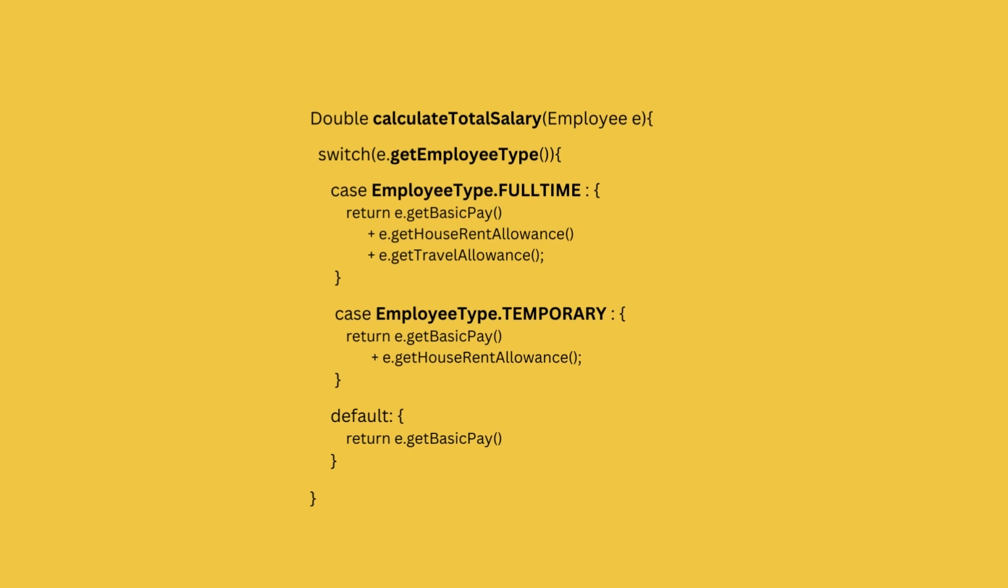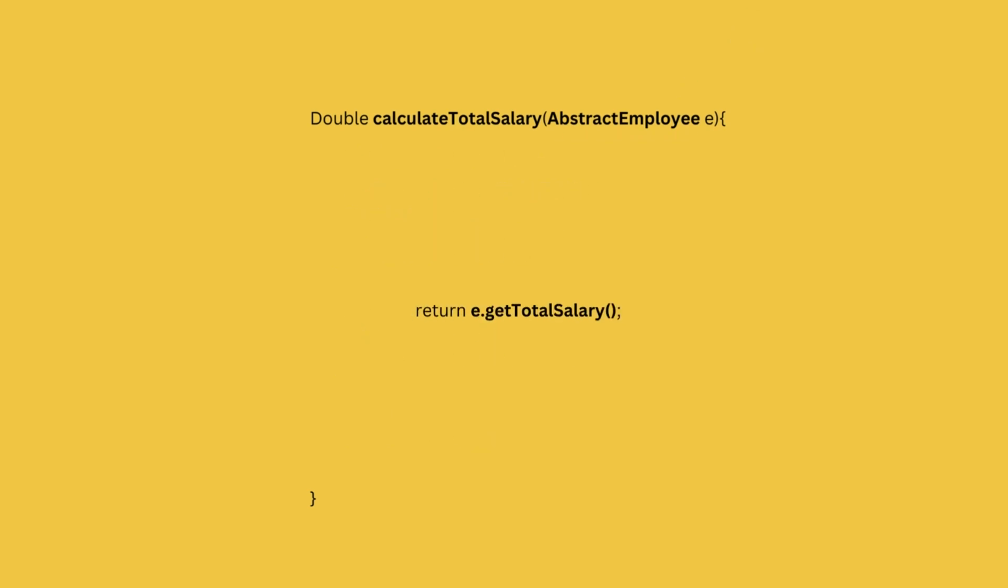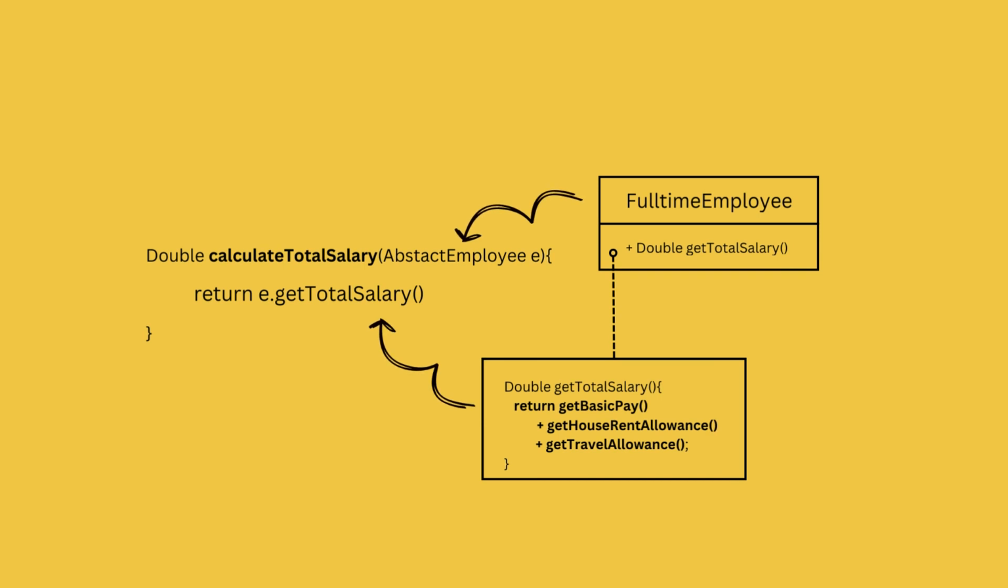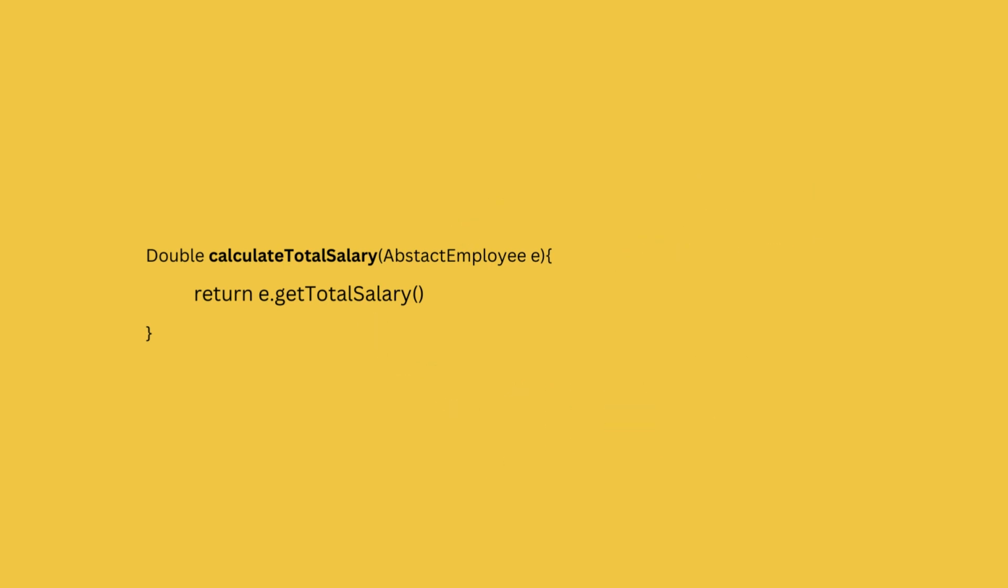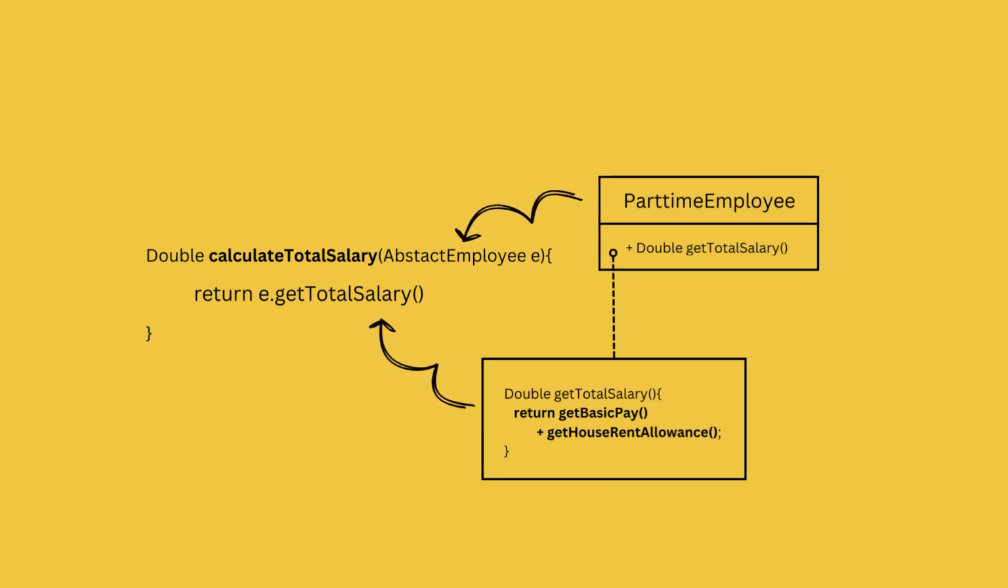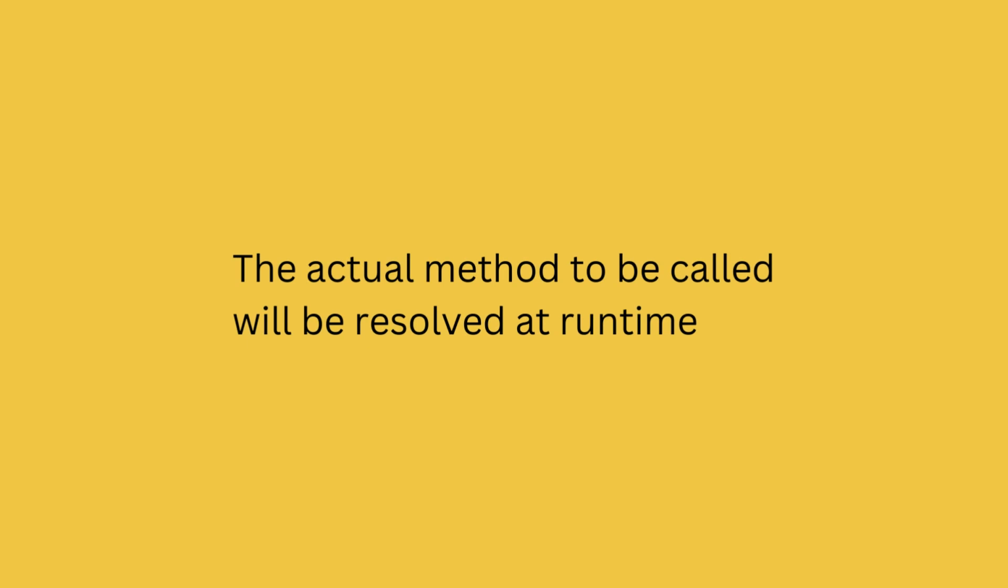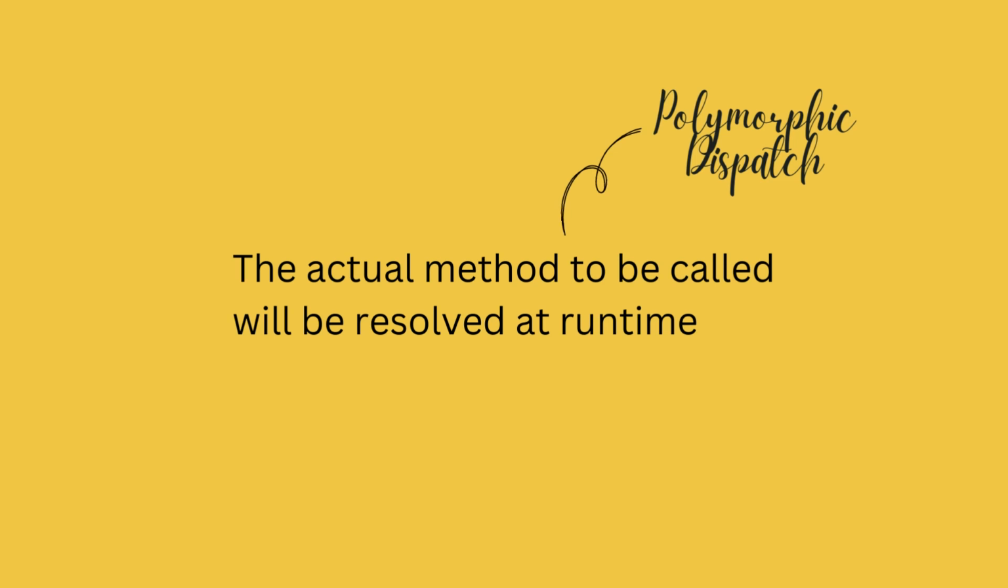We can have the calculate total salary method accept an object of type abstract employee class. We can replace the entire switch case with a simple employee.get total salary. If the concrete type of abstract employee is full-time employee, this would call the get total salary method of the full-time employee. If the concrete type of abstract employee is part-time employee, this would call the get total salary method of the part-time employee. That is, the actual method that gets invoked is resolved only at runtime, which, by the way, is the definition of polymorphic dispatch.